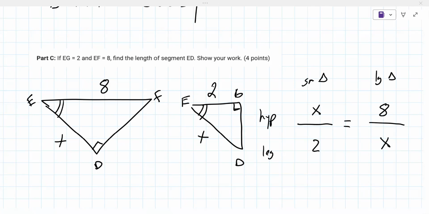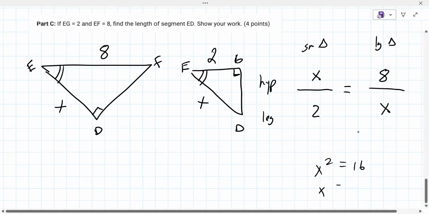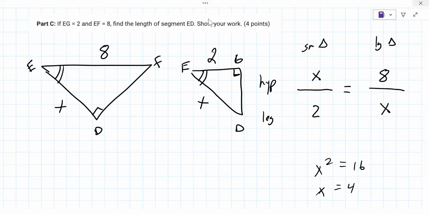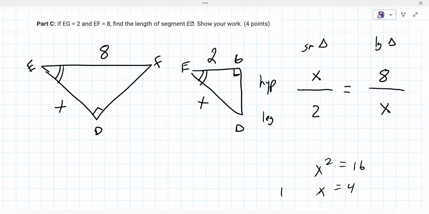Hello, can you hear me? Yes. Just making sure that's okay. So we're just going to solve this proportion by cross multiplying. X squared equals 16, so X equals 4. You might wonder why it isn't -4. Well, it's because it's got to be a positive number. It's a length. So the ED, which is equal to X, is 4.